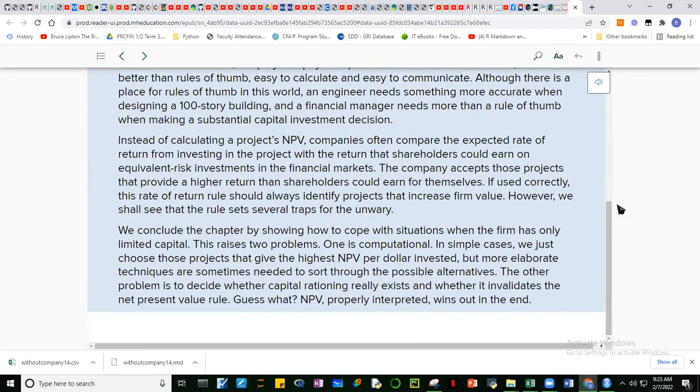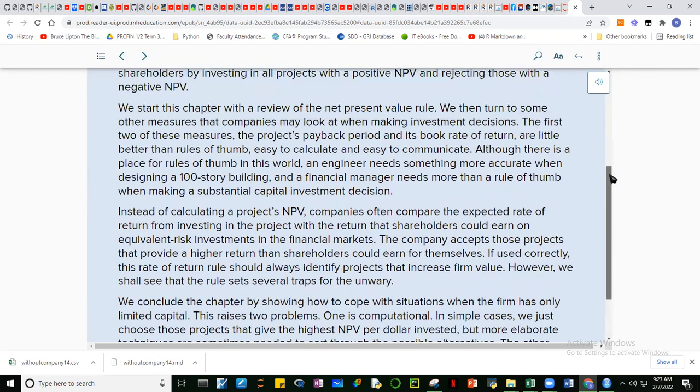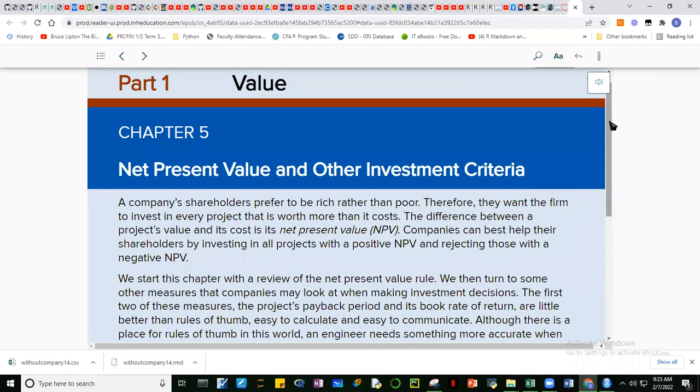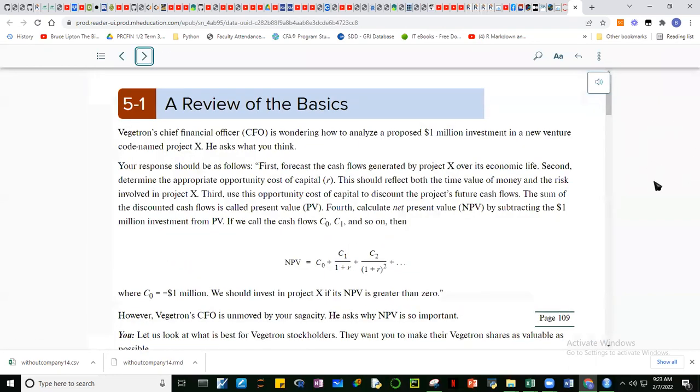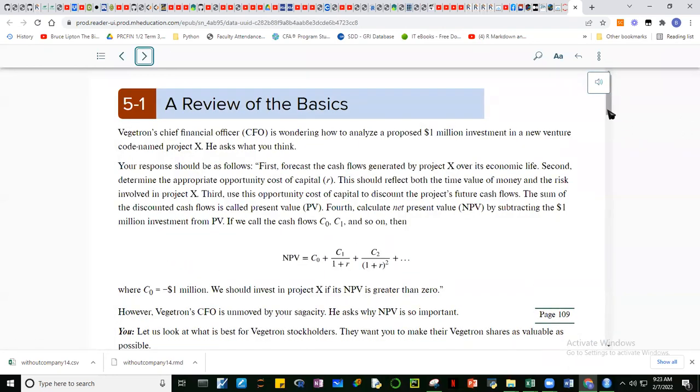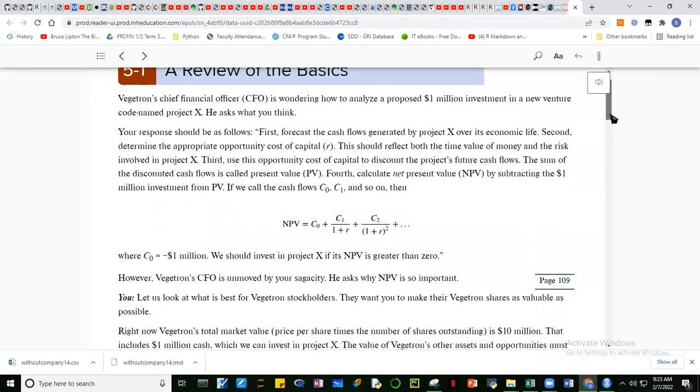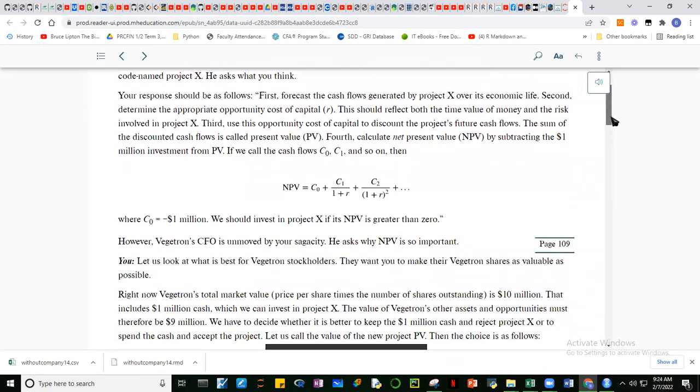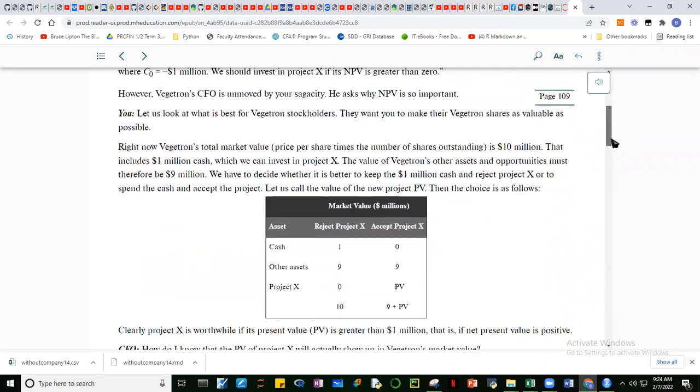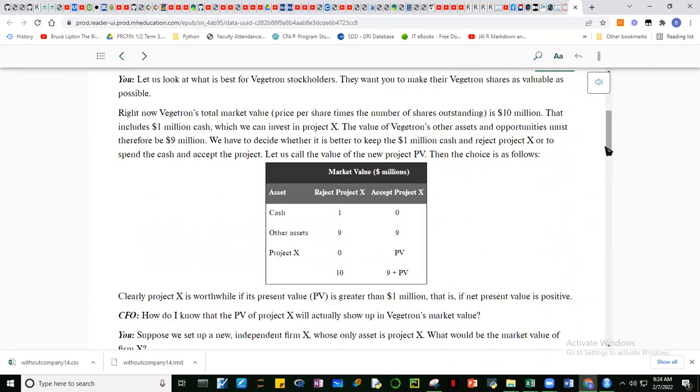So in this topic, we're going to look at how we assess capital projects. Let's take a quick look at the content. The net present value is simply computed by getting the present values of your cash flows. Of course, you have to determine what the cash flows are. You cannot have any net present value if you don't know the cash flows.